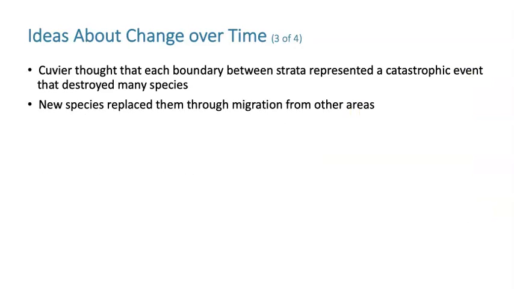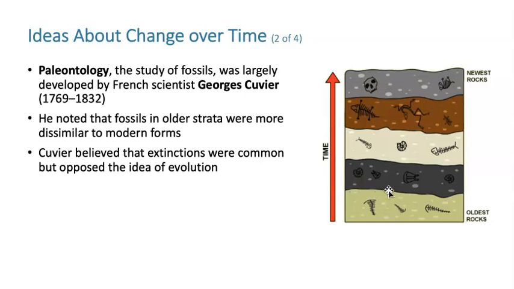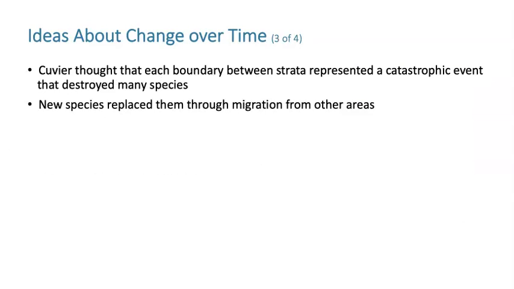So Cuvier thought that the boundary between these different extinction events, between these different strata, the boundary there was a catastrophic event that just destroyed lots of species.